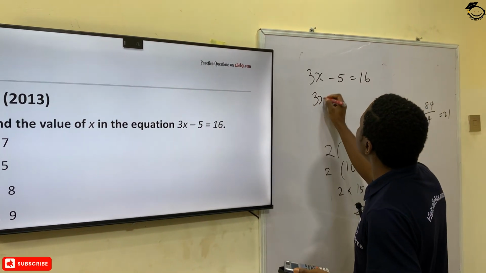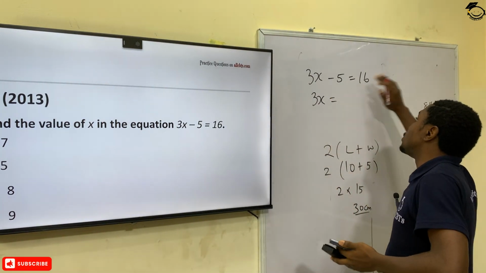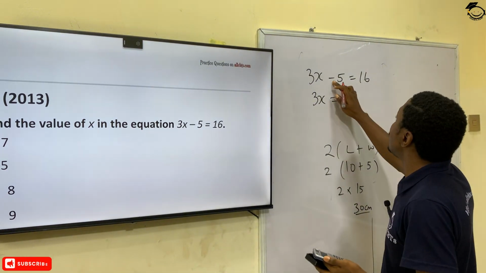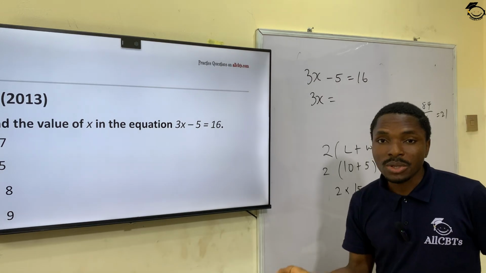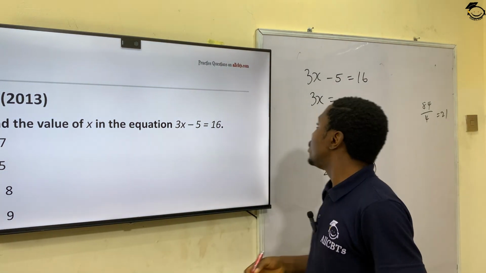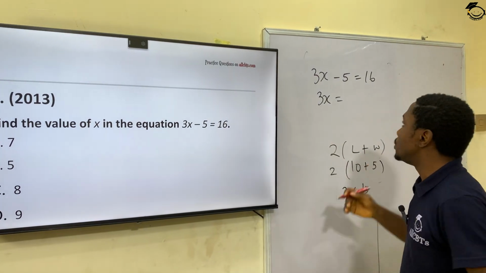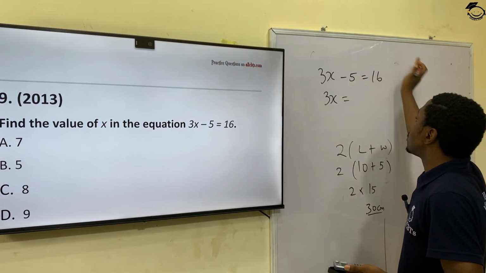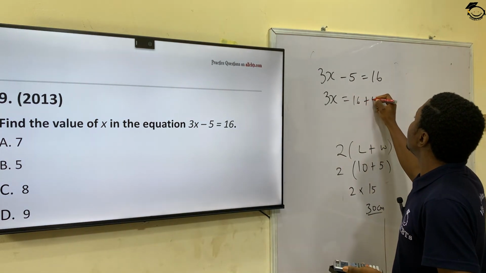So 3x will stand on its own. All other numbers with it will go across the equal sign. When minus 5 crosses the equal sign, it becomes what? Plus 5. Or we can also decide to subtract 5 from both sides, whichever way you want to do it. But the simplest way is just to cross this to the other side to become plus 5. So you have 16 plus 5.